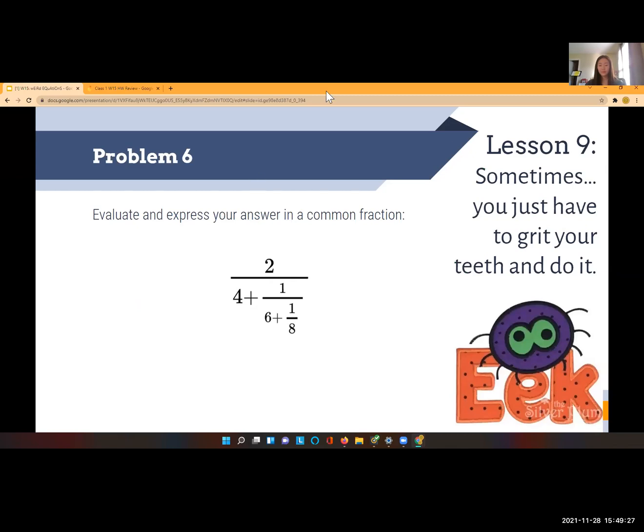Okay, problem 6. Evaluate and express your answer in a common fraction. So 2 divided by open quantity 4 plus open quantity 1 divided by open quantity 6 plus open quantity 1 over 8 plus quantity for everything, basically. Right, so evaluate that.